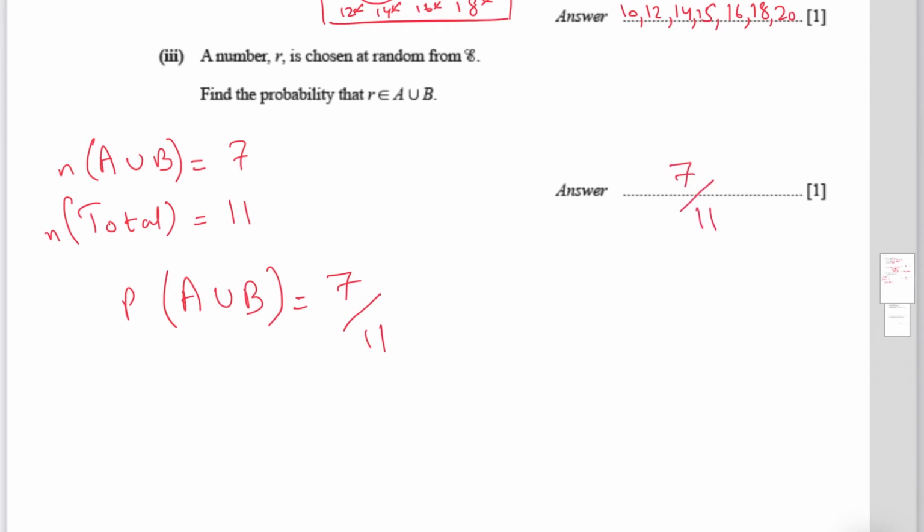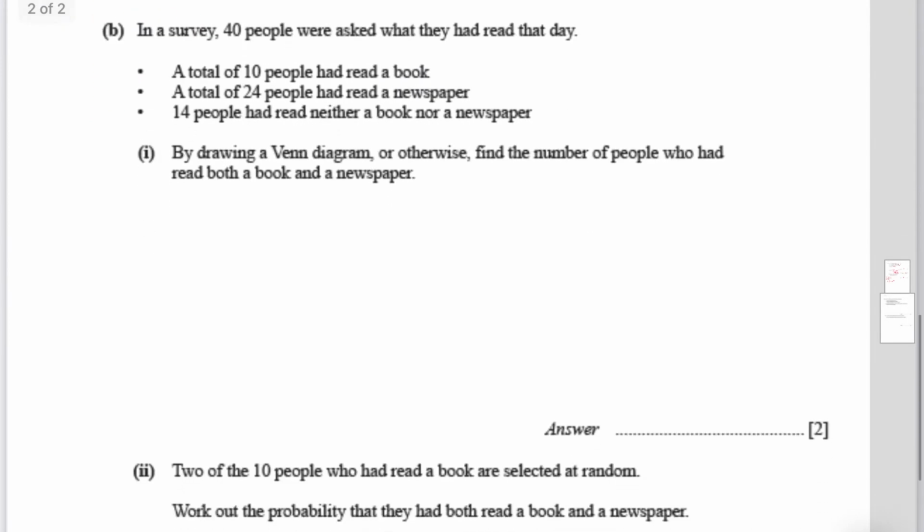Okay, let's move on. The next part of the question says, in a survey, 40 people were asked what they had read that day. A total of 10 people had read a book. A total of 24 people had read a newspaper. 14 people had read neither a book nor a newspaper. By drawing a Venn diagram or otherwise, find the number of people who read both a book and a newspaper.